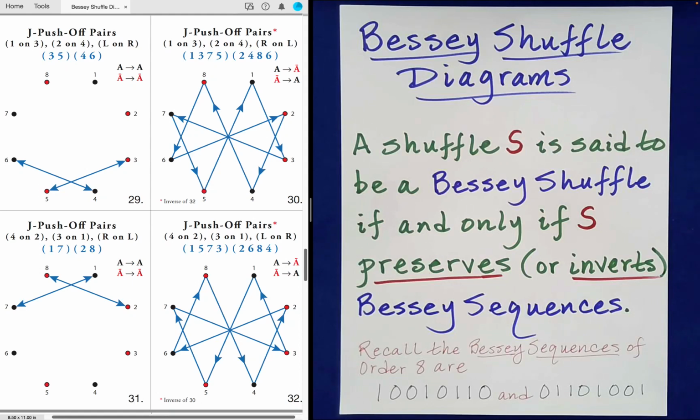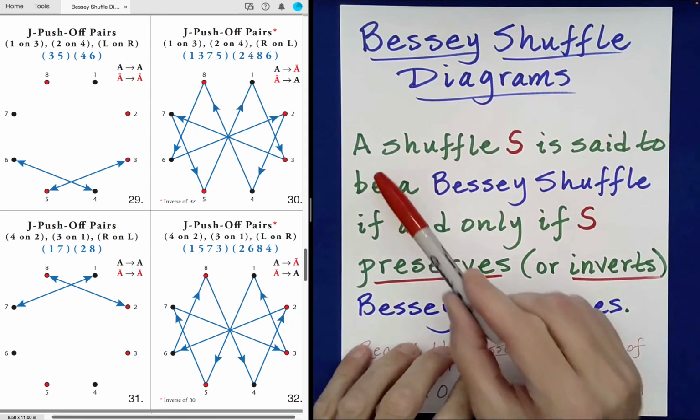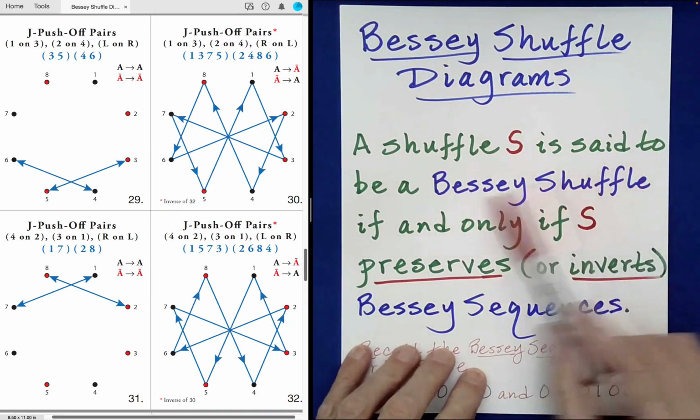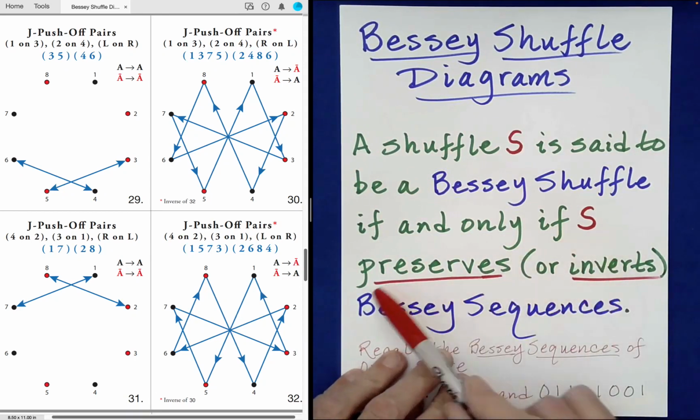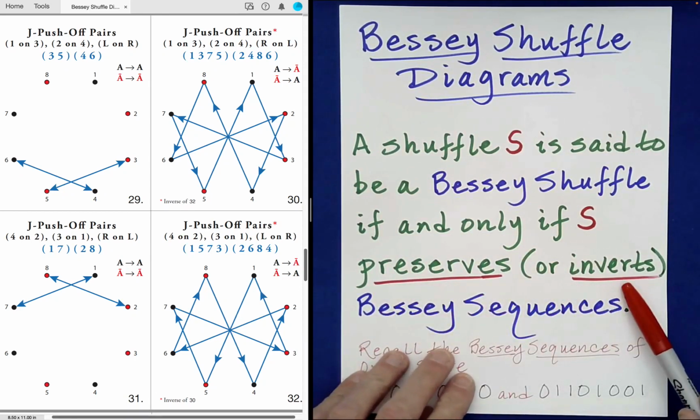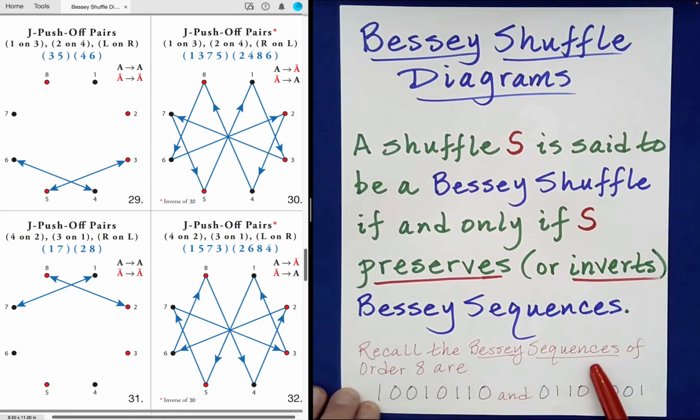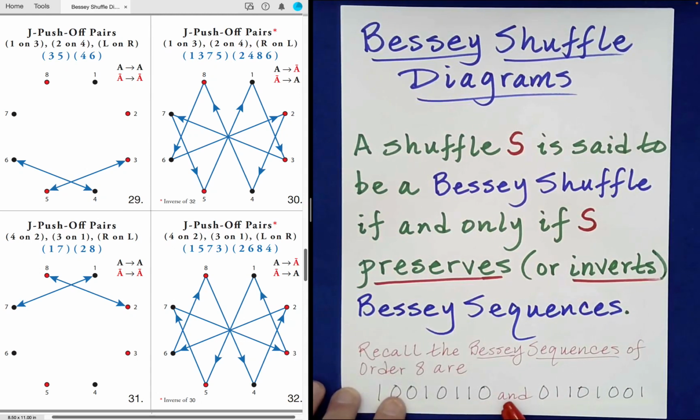This is the 8th video in this series dedicated to Bessey shuffle diagrams. Recall, a shuffle S is said to be a Bessey shuffle if and only if S preserves or inverts Bessey sequences. Recall, the Bessey sequences of order 8 are 1 0 0 1 0 1 1 0 and its inversion 0 1 1 0 1 0 0 1.